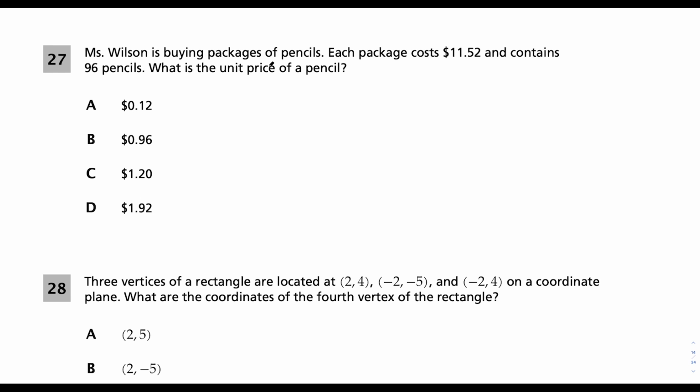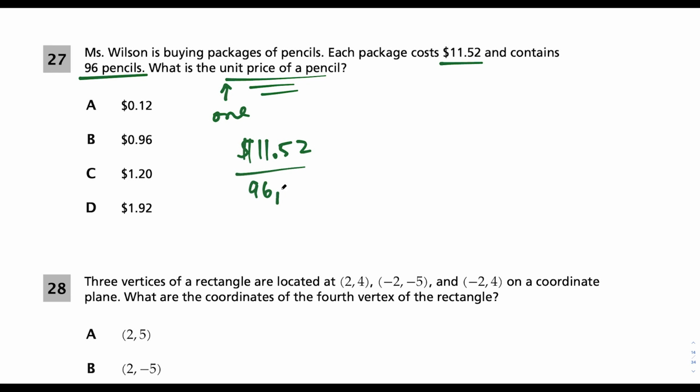Question 27, we have Miss Wilson is buying packages of pencils, and each package costs $11.52 and contains 96 pencils. What is the unit price of a pencil? So unit means 1. So what we're really looking for here is how much does one pencil cost? So if it's $11.52 for 96 pencils, we want to find out how much does it cost for one pencil.